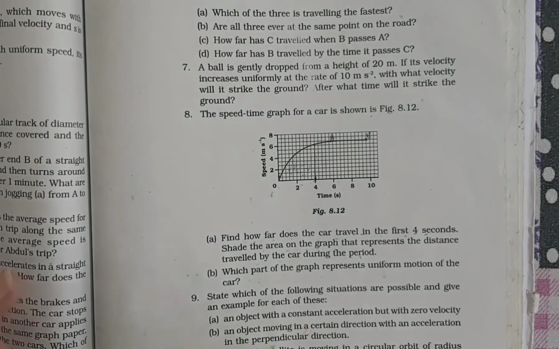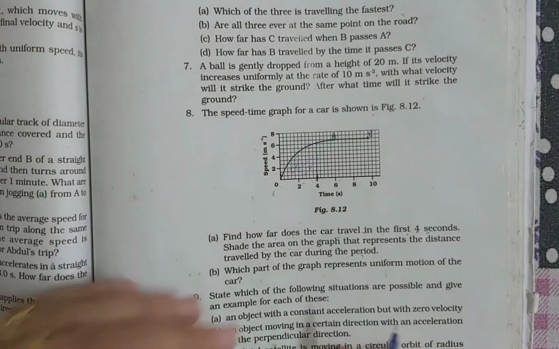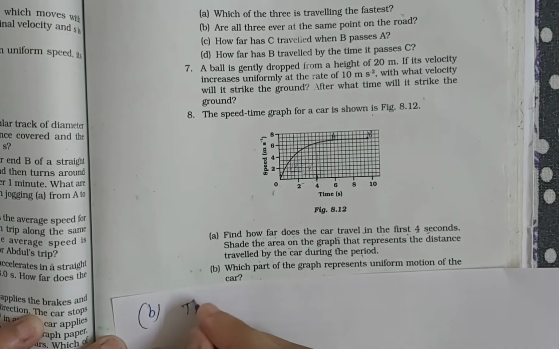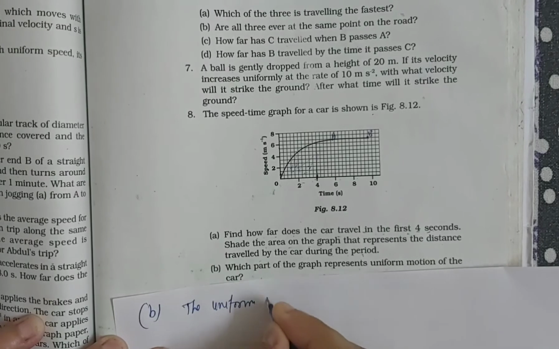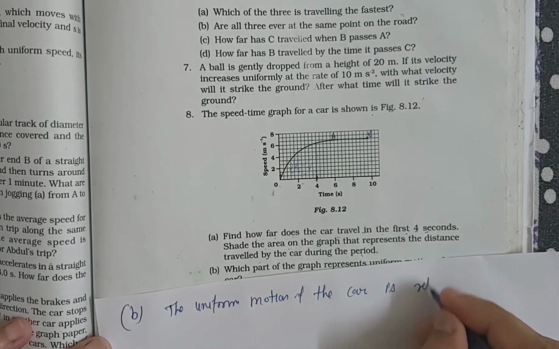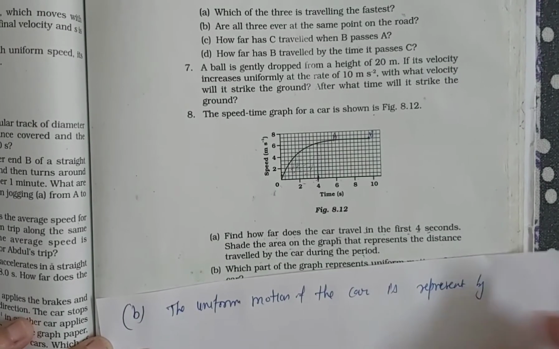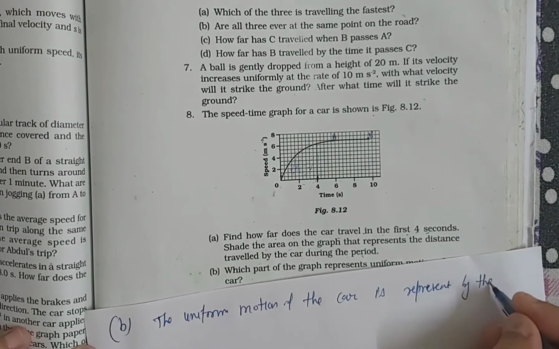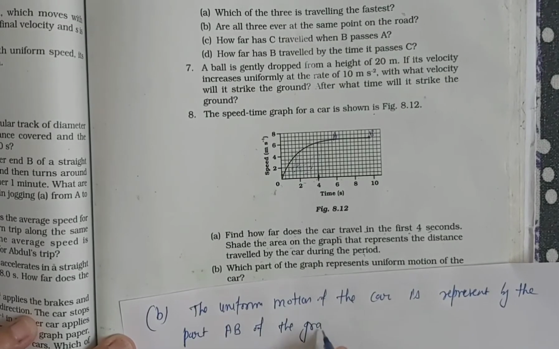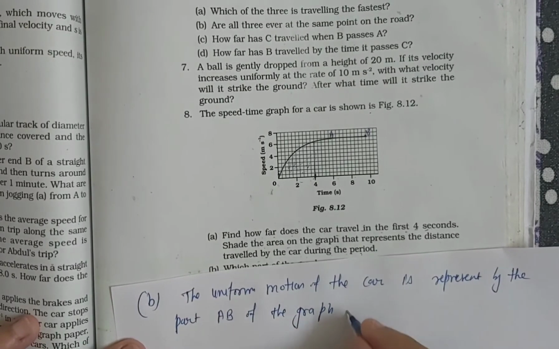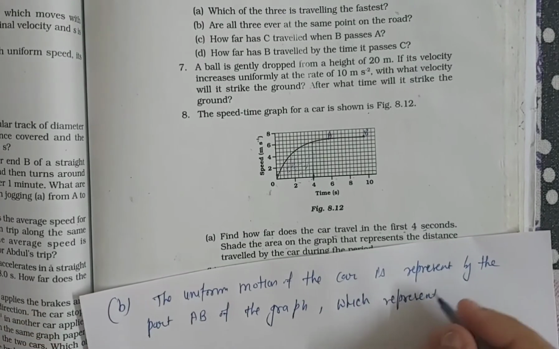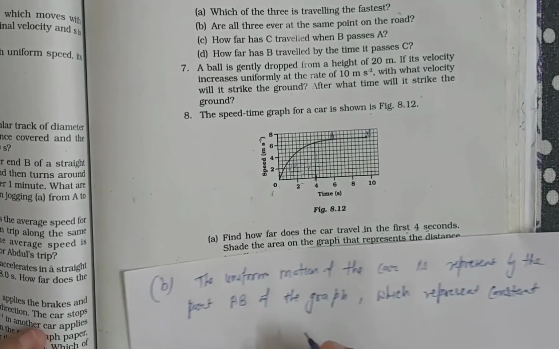Okay, so we can write that answer B: the uniform motion of the car is represented by the part AB of the graph, which represents constant speed.